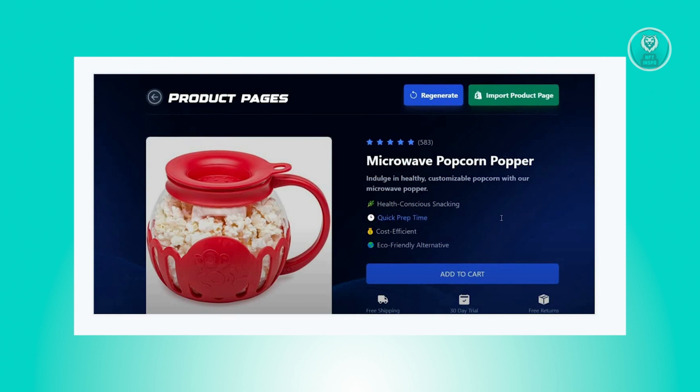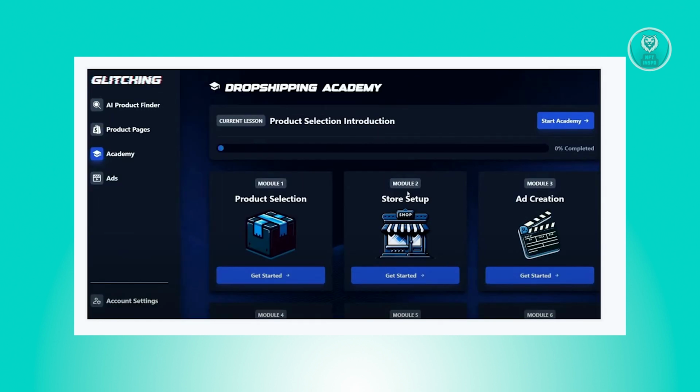and that would insert that product page into your Shopify store, which is really cool. You also have the Academy here, which allows you to have lessons and learn more about dropshipping or the basics of Glitching AI, which is really cool because not all platforms provide this. In the long term, it would help you learn more about dropshipping and the platform itself.